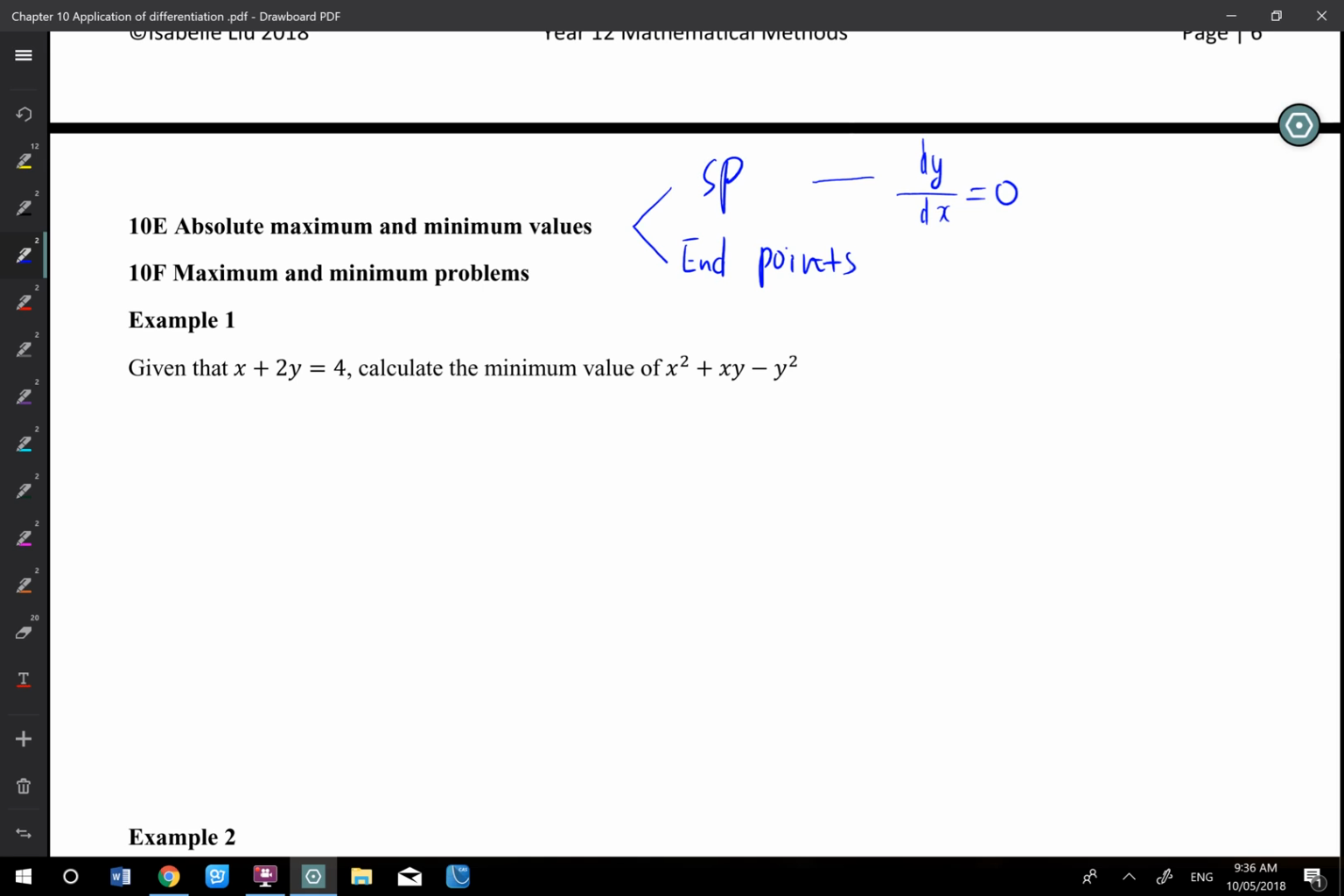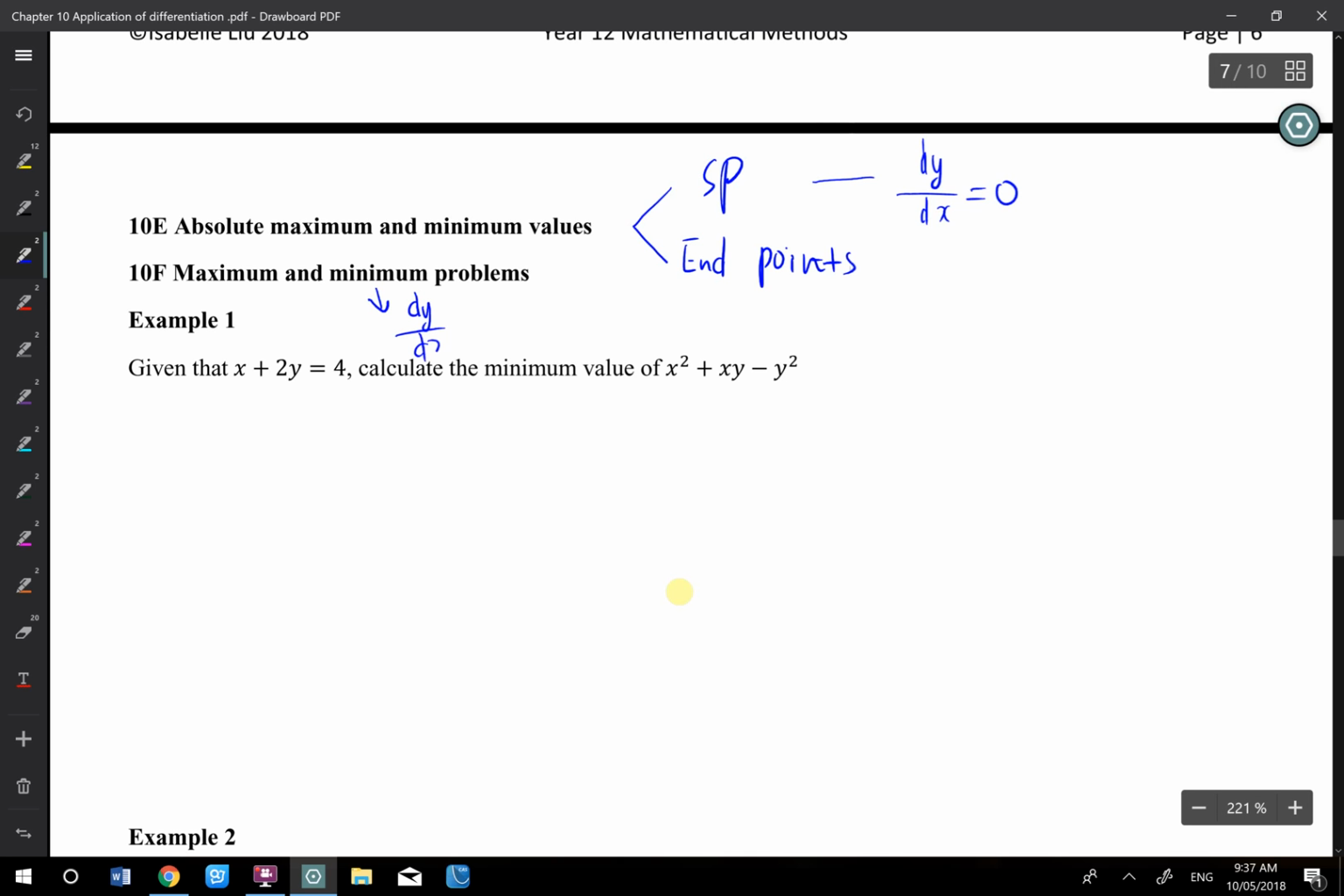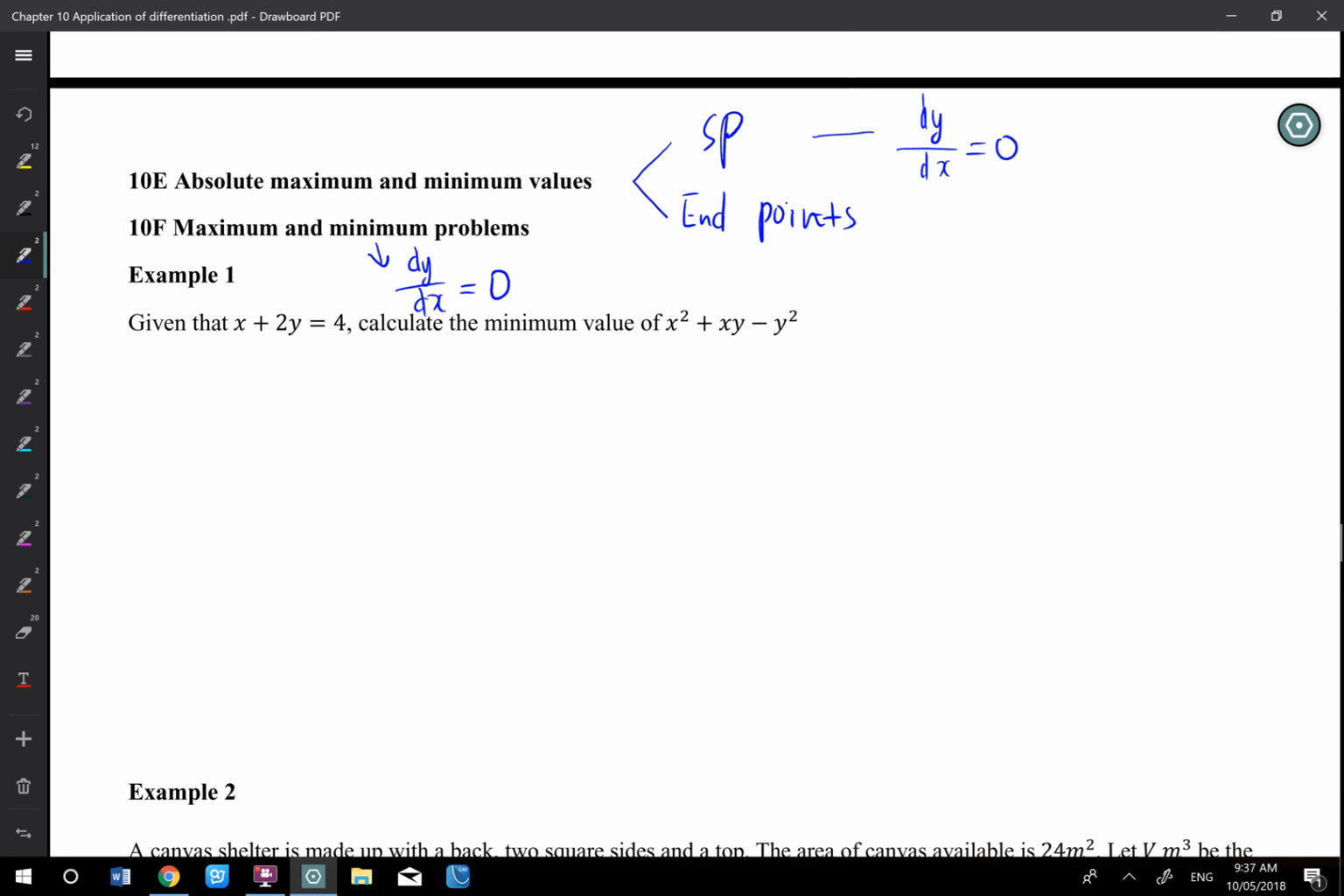Only at those positions. It's not going to be anywhere else. It's either turning points or stationary points, or endpoints. Only at those two places. Okay, the next thing we're asking about is the maximum and minimum problem. In the application question, when it asks you what is the maximum of something, or what is the minimum of something, the only way to do this is to make dy/dx equals 0, that is, find the stationary points.